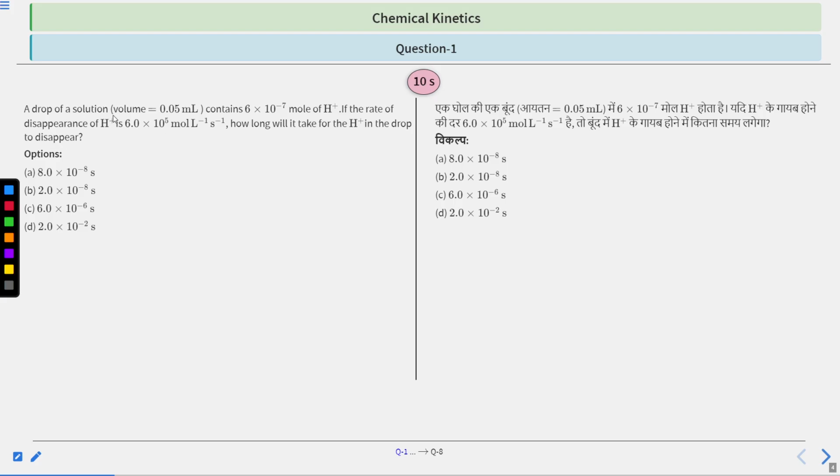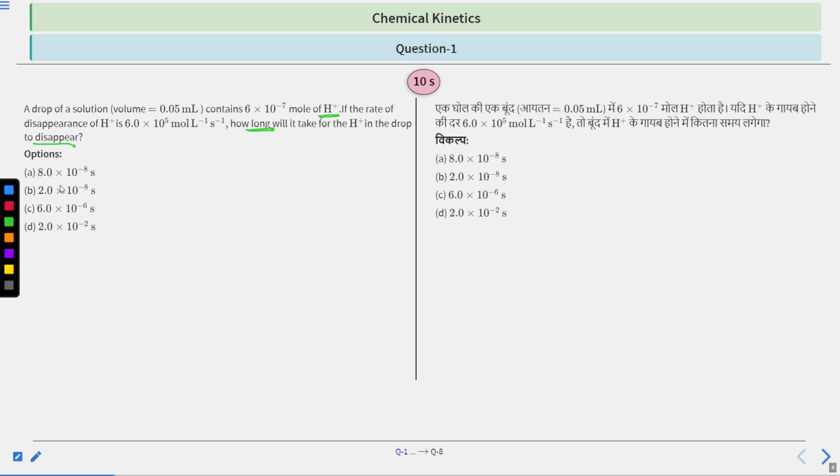A drop of solution, volume is 0.05 milliliter, contains 6 times 10 to the power minus 7 mole of H positive ion. If the rate of disappearance of H positive is 6 times 10 to the power 5 mole liter inverse second inverse, how long will it take for the H positive in the drop to disappear? We have to calculate the time which H positive ion takes to disappear in the drop.